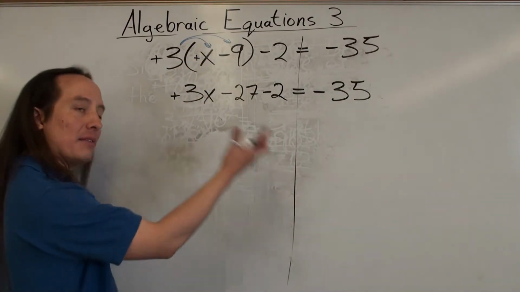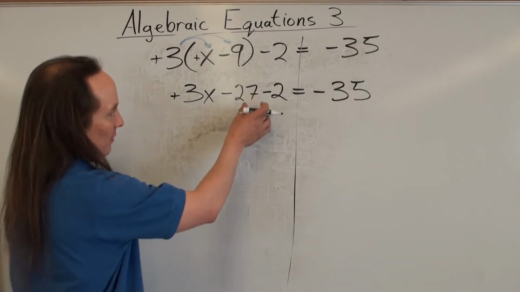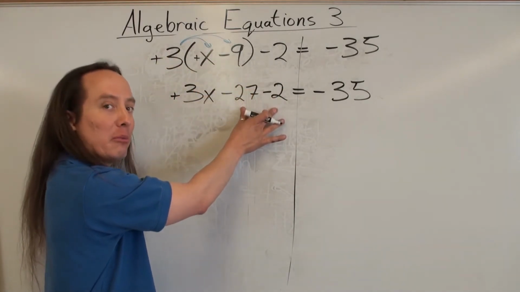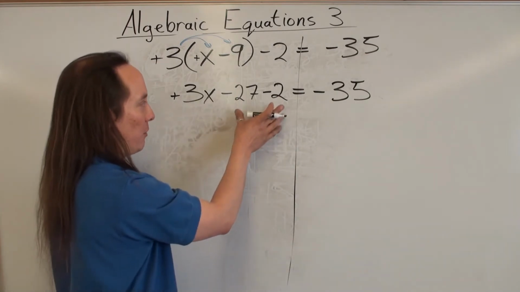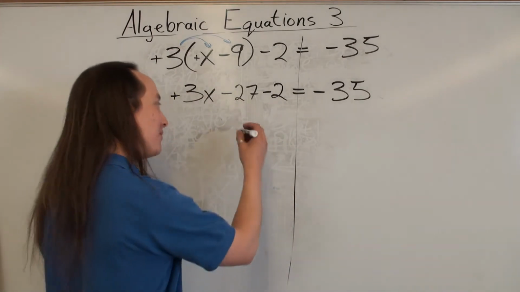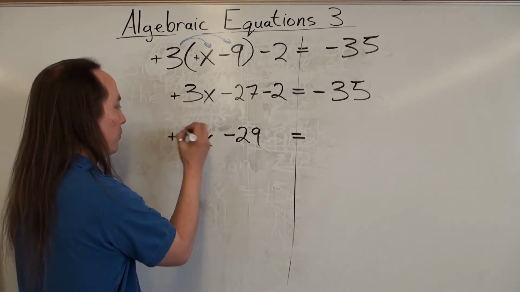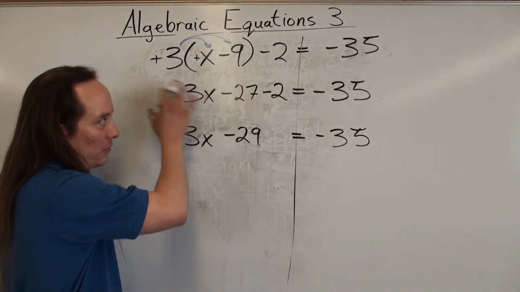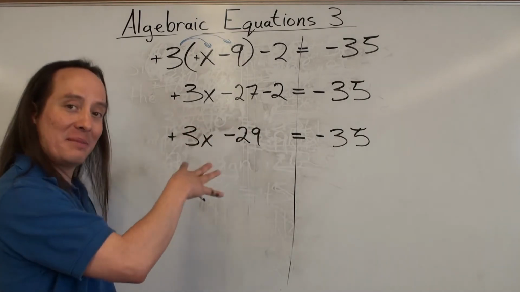Now this left side is still not as simplified as it can get. We got rid of the distributive property, but now I have these two terms that are like terms. I can put them together because they both don't have a variable. No x with them, right? So negative 27, negative 2, what is that? It's negative 29. Negative 29, positive 3x, and I'll bring down my 35 again. So after 2 or 3 steps, the left side is simplified now.